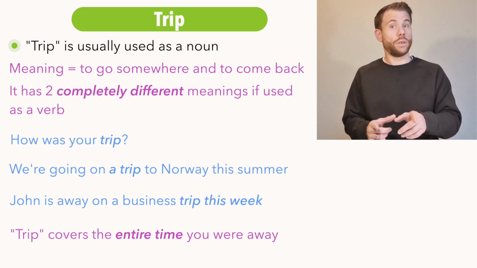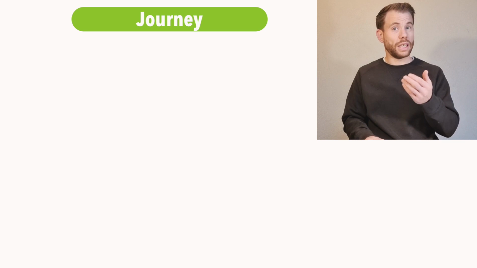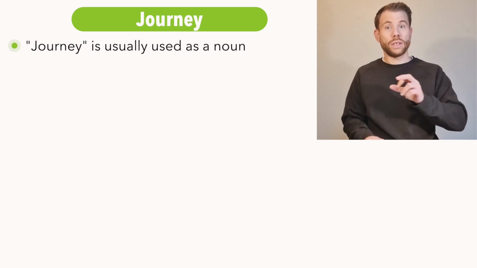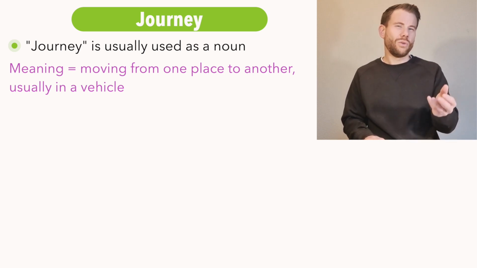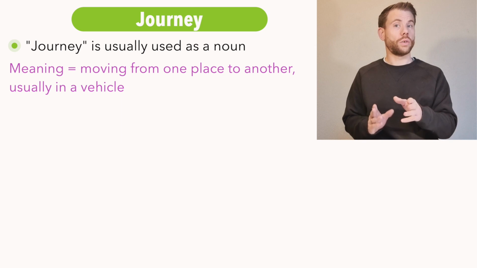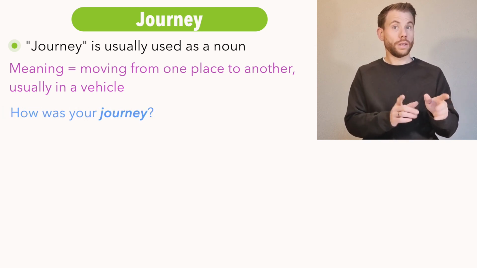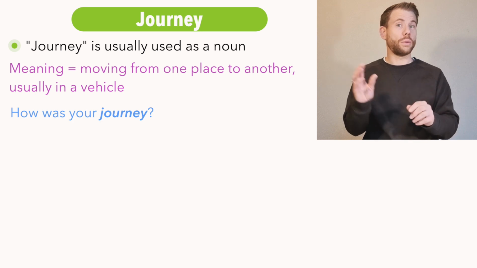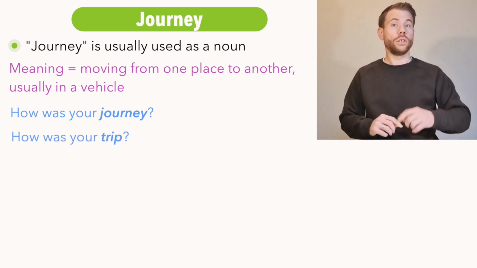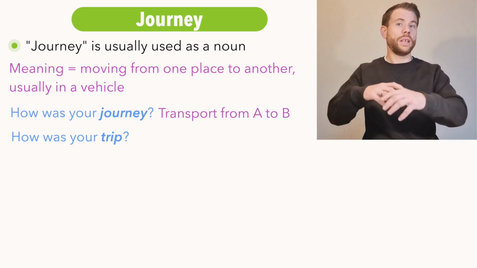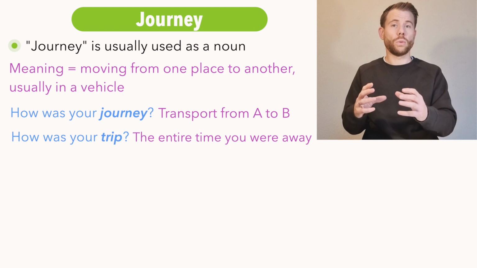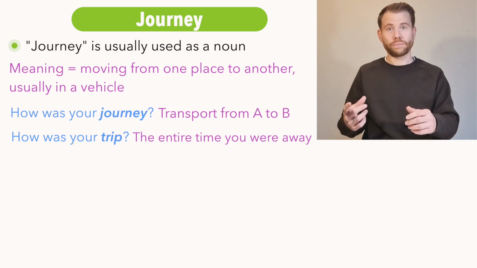Now, let's look at the third word, which is journey. So journey, it's also normally a noun. And this is specifically the transport, the moving from one place to another, normally in a vehicle. So we could ask the question, how was your journey? But it's important to see the difference between how was your trip and how was your journey. The journey is really the transport, the going from A to B. And the trip is the entire time you were away, including the journey, there and back.